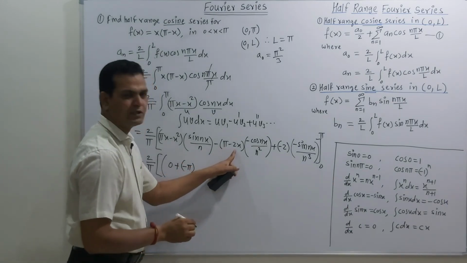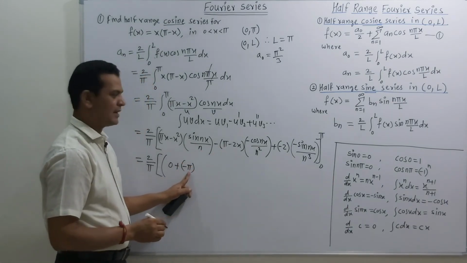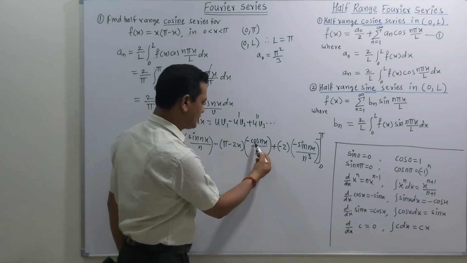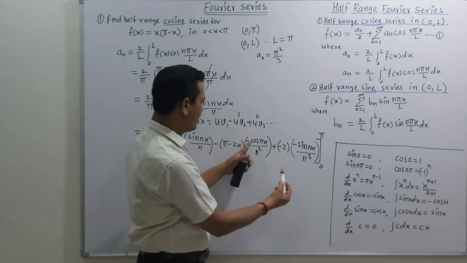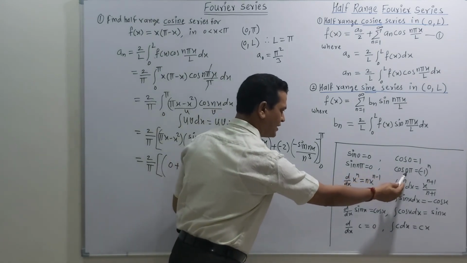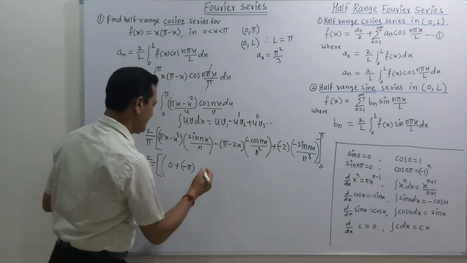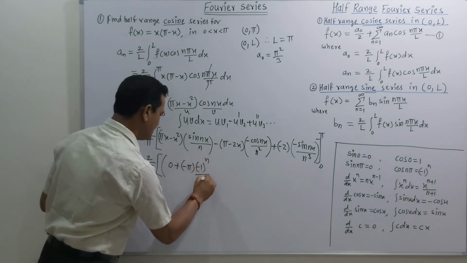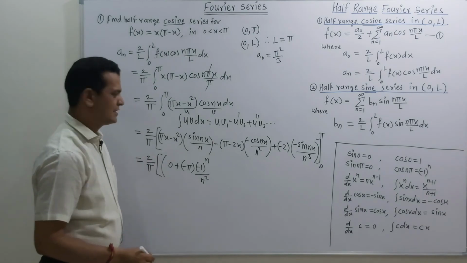This is pi minus 2 pi, that's why this is minus pi. Into, again, if we put x is equal to pi, then we get this as cos of n pi. And value of cos of n pi is minus 1 raised to n. Then we can write this as minus 1 raised to n upon n square. So now this is very simple.